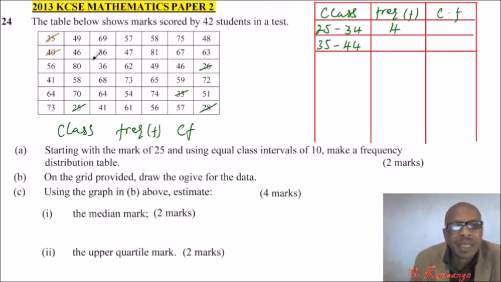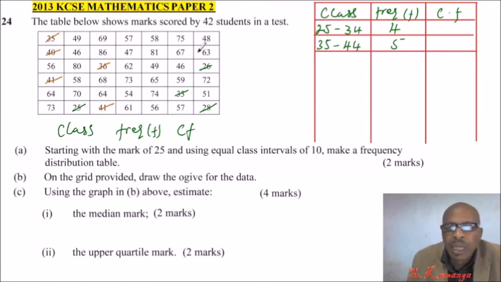This is another one, 35 to 44. This is another one. This is another one. This is another one. So how many? 1, 2, 3, 4, 5. So the frequency here is 5. So that's how you do that.